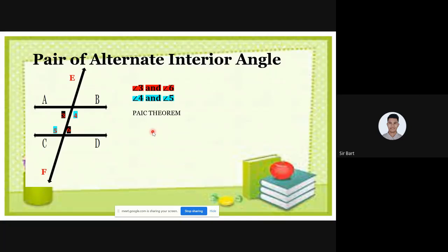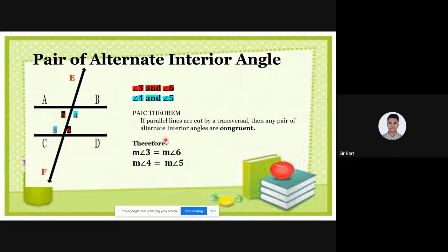The PAIA theorem, or the pair of alternate interior angle theorem, states that if parallel lines are cut by a transversal, then any pair of alternate interior angles are congruent. Therefore, the measure of angle 3 is equal to the measure of angle 6. And the measure of angle 4 is equal to the measure of angle 5.